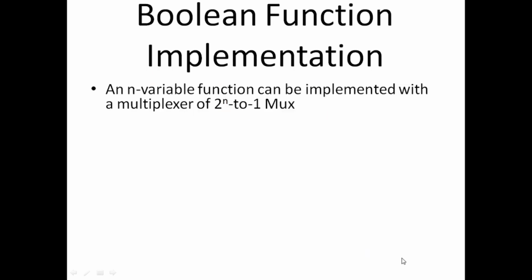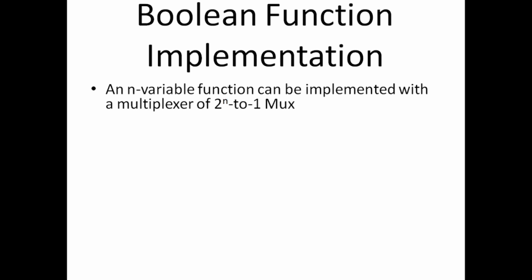Okay, so Boolean function implementation. Multiplexers are useful circuits, and in addition to other functions, they can be used to implement Boolean functions. We have seen how to implement Boolean functions with logic gates using the classical map method, and now we can see how multiplexers are useful to implement Boolean functions.